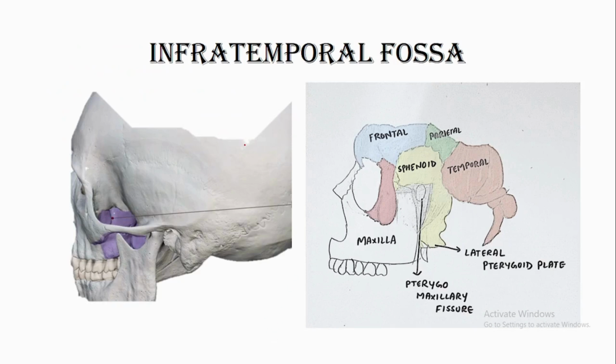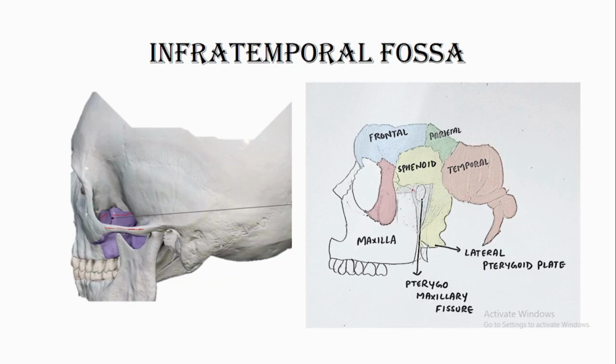Coming to the last feature of norma lateralis, the infratemporal fossa. So this portion is the temporal fossa, and below this temporal fossa, behind the zygomatic arch, there is a depression which is called the infratemporal fossa. This purple colored area depicts the infratemporal fossa. Now, if we remove the zygomatic arch from here, there is a depression in somewhat this region. This is the region of the infratemporal fossa.